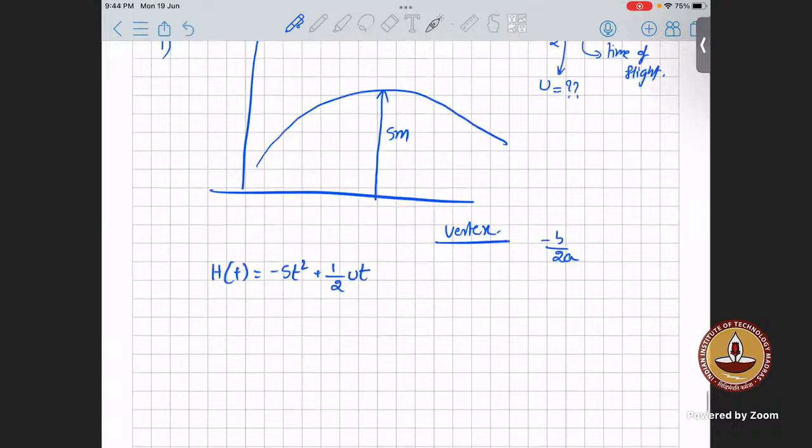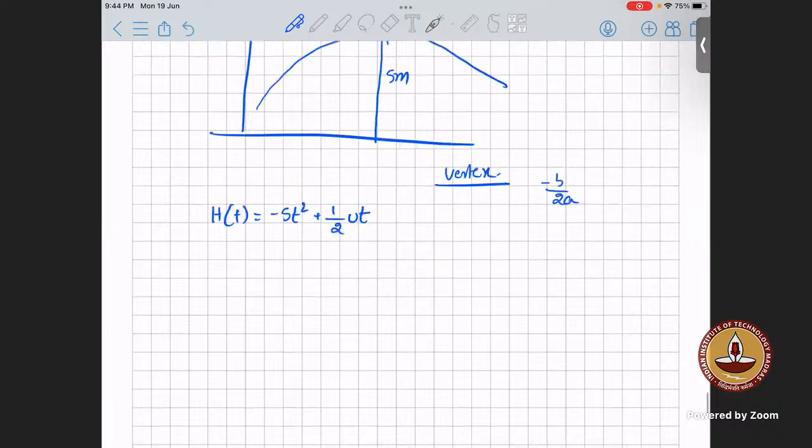Listen to this really carefully. Like ax square plus bx plus c, look here, in the place of x there is t. So this is a quadratic function in t.